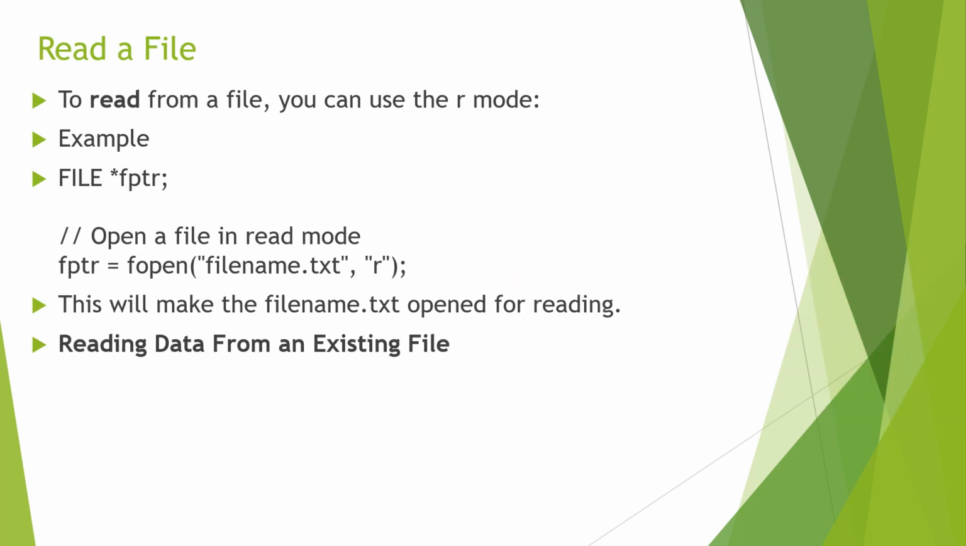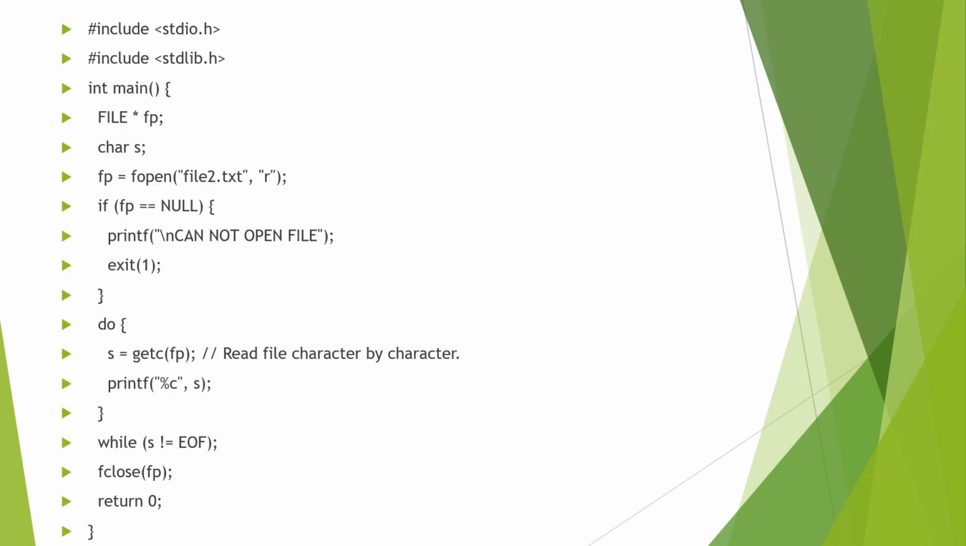Next, to read data from a file, we have to use the R mode. So fopen filename.txt comma R. R is for the read mode. We can read something that is present in the file. Now let us take an example.